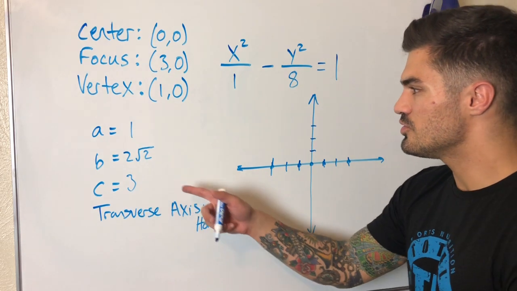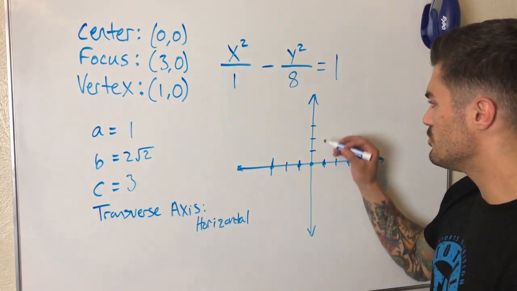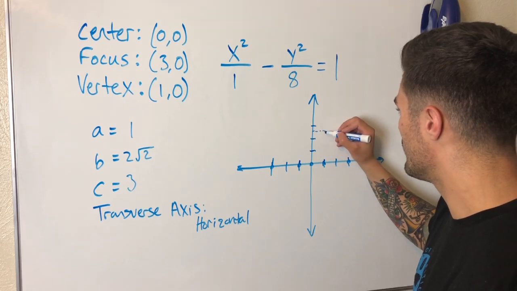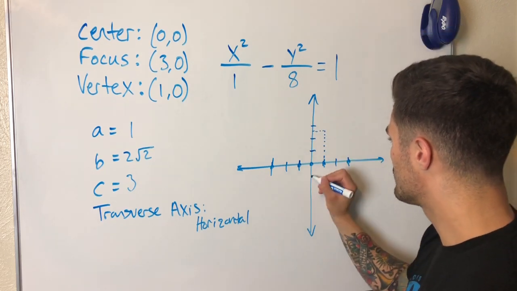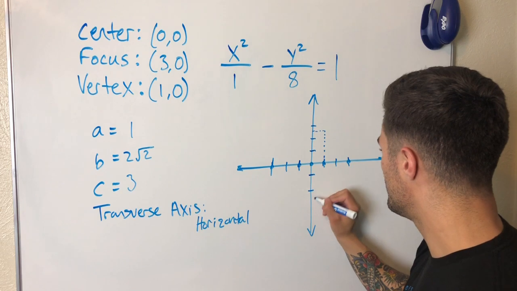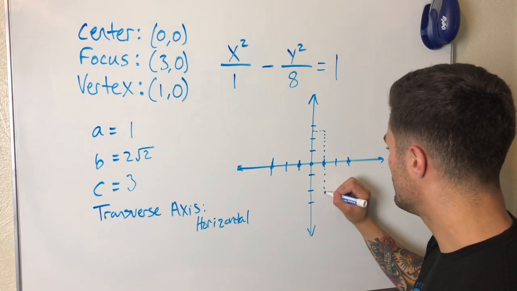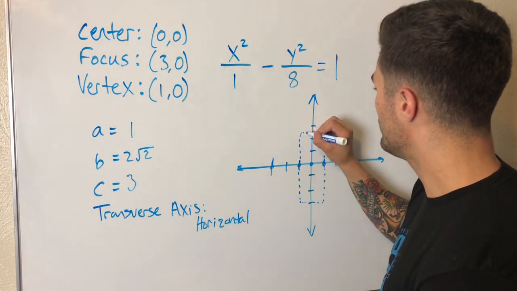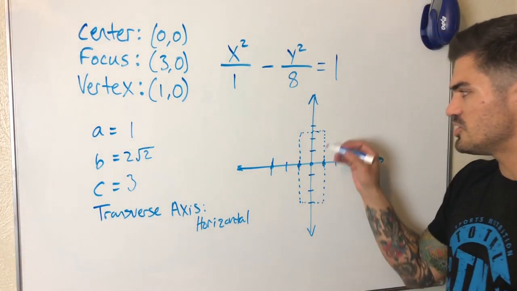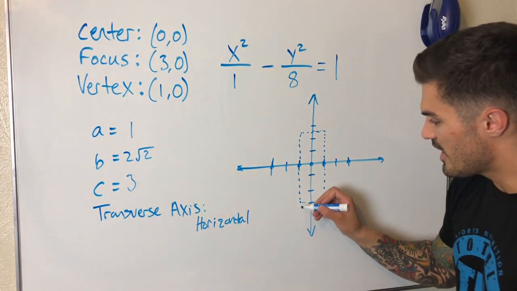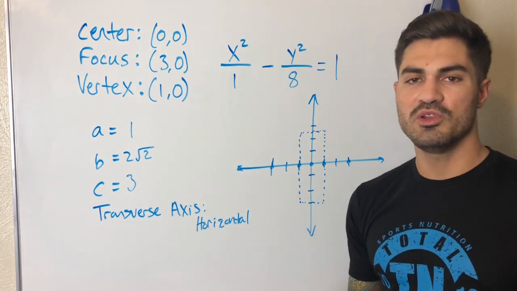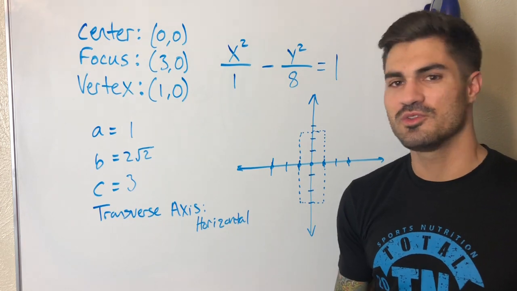So 2 root 2 is what? Square root of 8. That's somewhere between 2 and 3. So it's kind of somewhere up here. I'll just mark it around 2.5. Then I go down the opposite way as well, so this is forming a rectangle. Why this rectangle is significant is because a line can be drawn through the corners of these rectangles, and that line is an oblique or slant asymptote. They're called both.